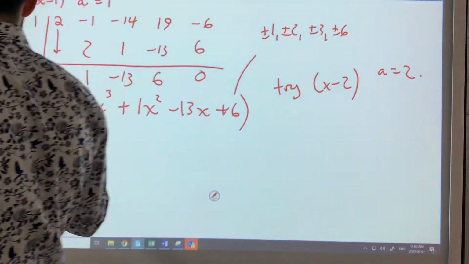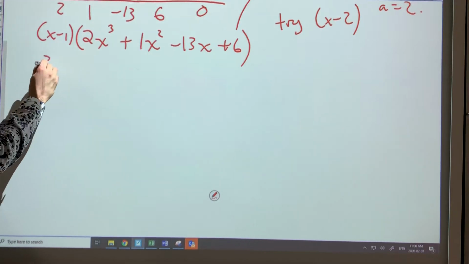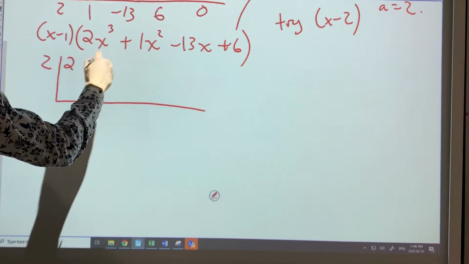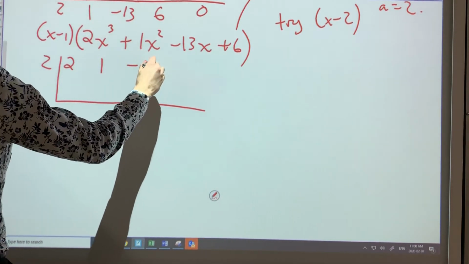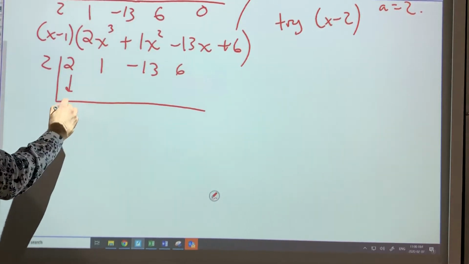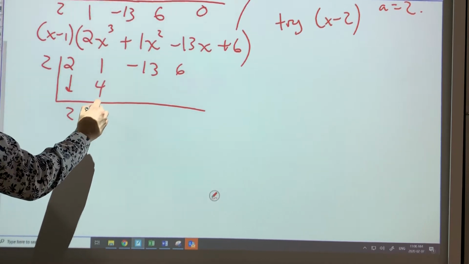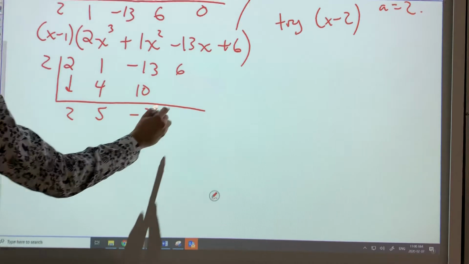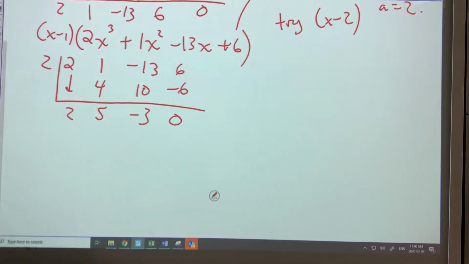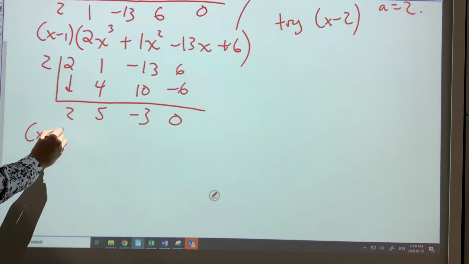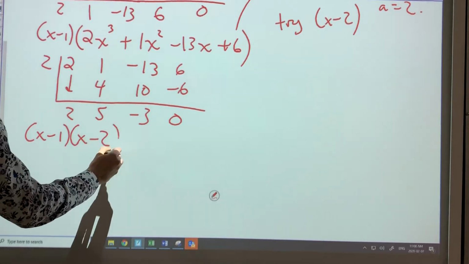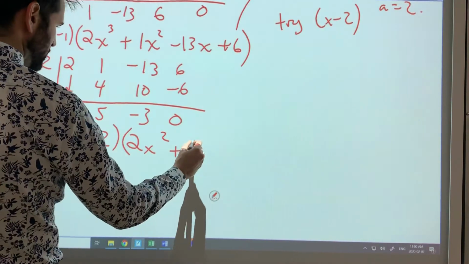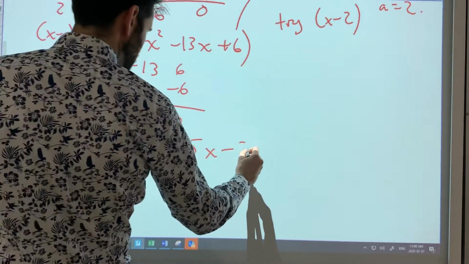And I'm really liking this new method that someone suggested to me, where they said, I just like to go straight to the synthetic division, because then if it works, I have the work. I have to check anyways. So let's see. 2 times 2 is 4, you get 5, you get 10, so you get negative 3, perfect. So you get 0, so now we know we got x minus 1, x minus 2, and then starting on x squared, 2x squared plus 5x minus 3.